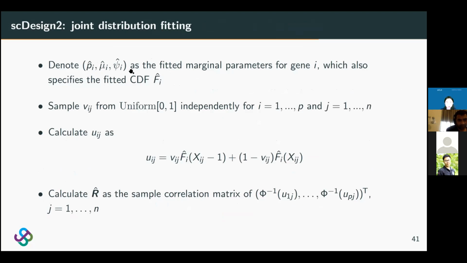And we denote the corresponding CDF as F_i hat. And then we apply this distributional transform using the fitted marginal to create a U_ij. And finally, we take the Gaussian inverse to get a p-dimensional vector for each cell j. And using those vectors, for j from 1 to n, we will estimate the sample correlation matrix for the Gaussian copula. So it's a two-step estimation approach.